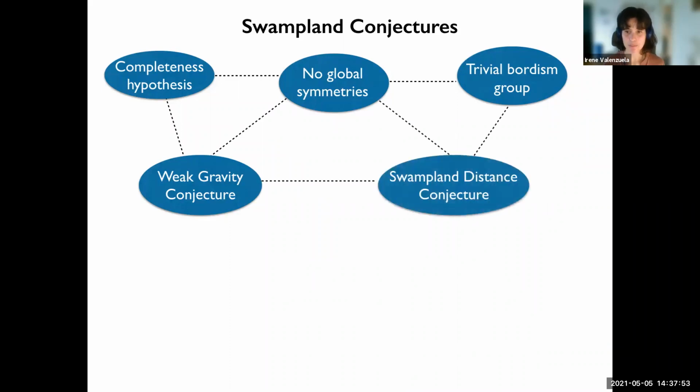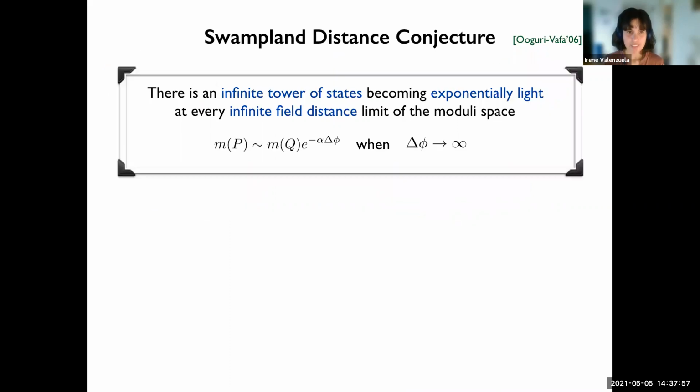Let me tell you now a bit about the distance conjecture. Okay. So the distance conjecture claims that there is an infinite tower of states that become exponentially light at every infinite field distance limit of the moduli space, meaning that an effective field theory can only be valid for a finite variation of the scalar fields. Because if you try to make this variation parametrically large, you are going to get an infinite tower of states that become light in terms of the geodesic distance between the 2 points.